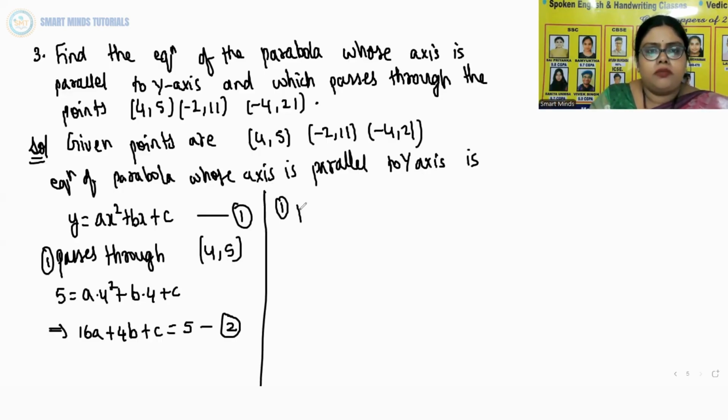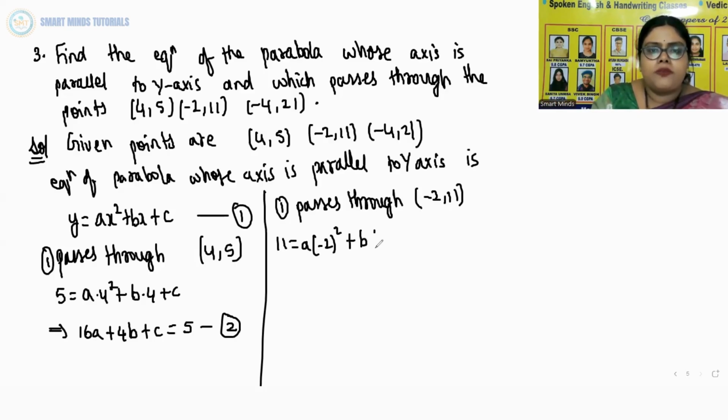Now equation number 1 passes through (minus 2, 11). So now in the place of x we put minus 2 and in the place of y we put 11. So 11 is equal to a into minus 2 whole square plus b into minus 2 plus c. So we get, see, minus 2 whole square is plus 4. So we write 4a plus, into minus is minus 2b plus c is equal to 11. This is equation number 3.